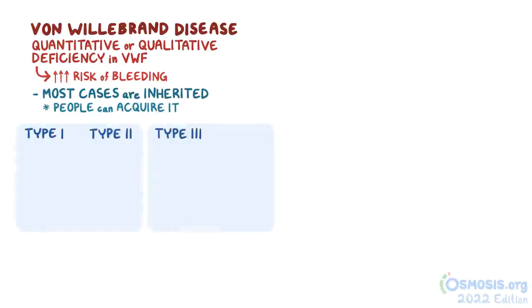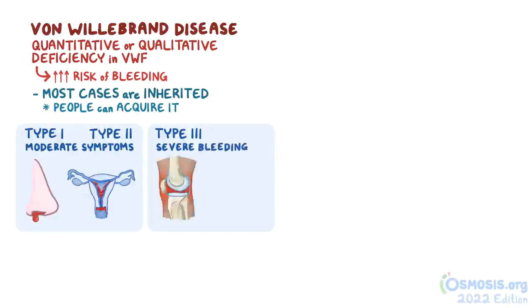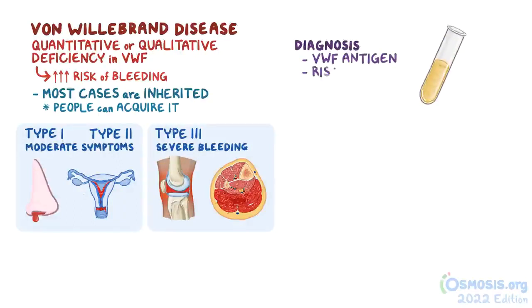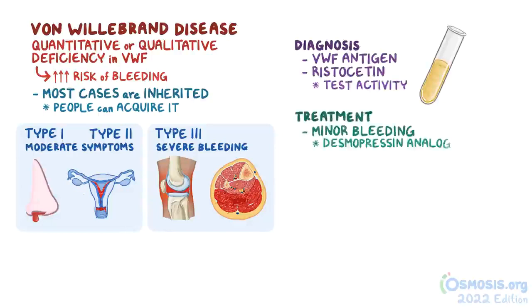The type 1 and type 2 present with minor to moderate symptoms that include mucocutaneous and nosebleeding, and sometimes heavy menstrual periods. People with type 3 present with severe forms of bleeding that include bleeding in joints and muscles, rarely bleeding in the gut. The diagnosis of von Willebrand disease involves testing for von Willebrand factor antigen and ristocetin to test its activity. For treatment, people who present with minor bleeding are treated with desmopressin analogs, while those with severe bleeding receive exogenous von Willebrand factor and factor VIII concentrates.